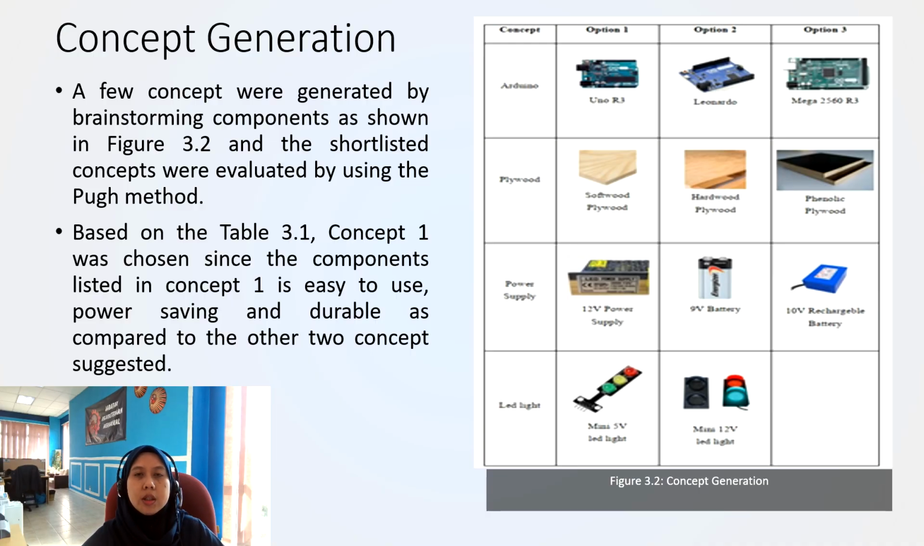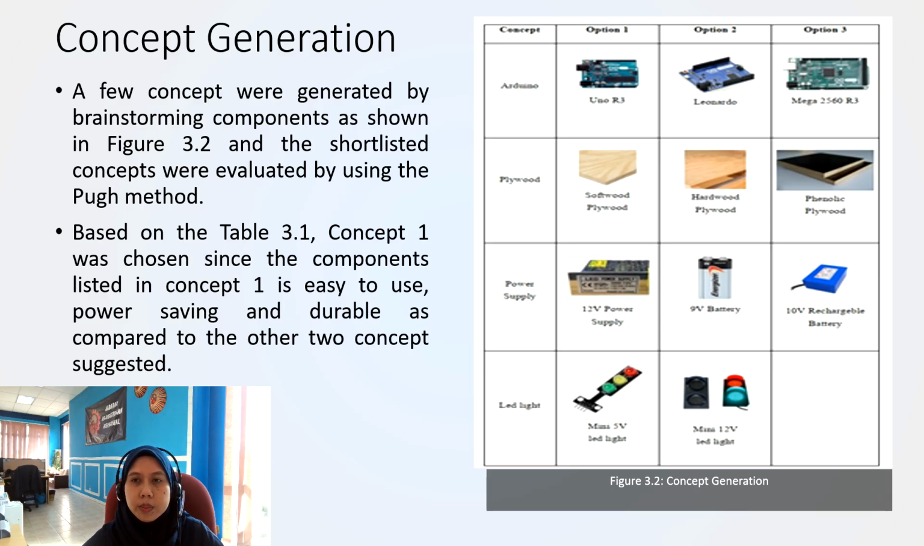So this is a concept generation table. We have listed down option 1, option 2 and option 3 and their parts, which are Arduino, plywood, power supply, LED light and others.